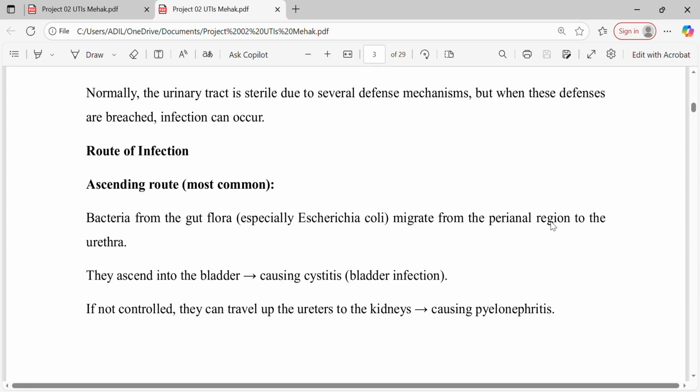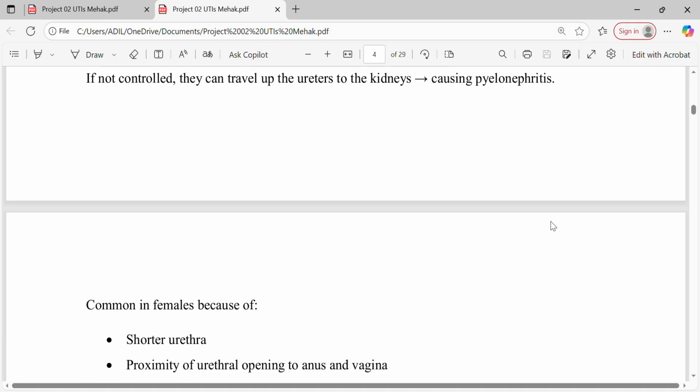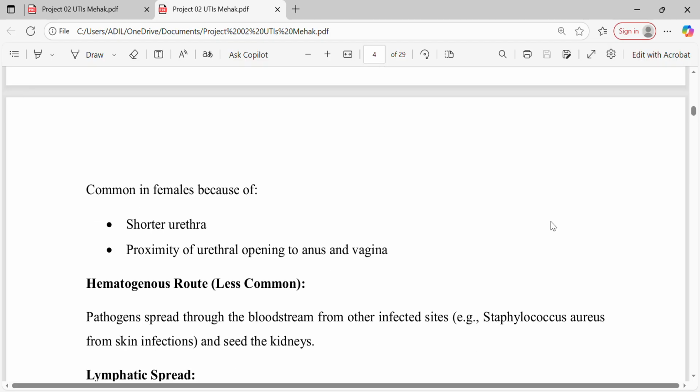Ascending route, this is the most common. Bacteria from the gut flora, especially E. coli, migrate from the perineal region to the urethra. They ascend into the bladder, causing cystitis, a bladder infection. If not controlled, they can travel up the ureter to the kidneys, causing pyelonephritis. Common in females because of a shorter urethra and the proximity of the urethral opening to the anus and vagina.